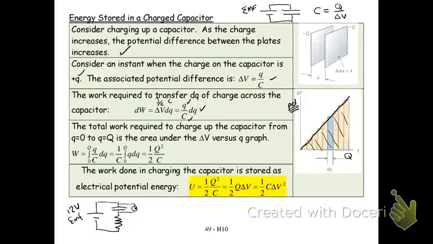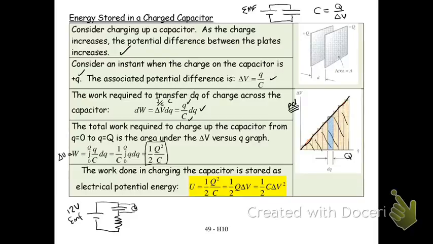Well, okay, let's just do it the way that we're supposed to do it. So work equals the integral from 0 to Q of my charge over C dQ. And C is a constant, so 1 over C comes out. So it's the integral of Q dQ. The integral of Q dQ is, well, you increase the power by 1 and put it in the denominator. So it's 1/2 of big Q squared over C. So that's the amount of energy stored.